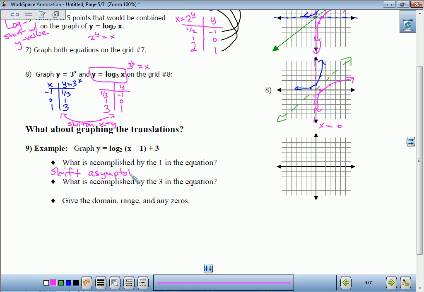An asymptote is such a weird word. Have you seen that though? No, I haven't.